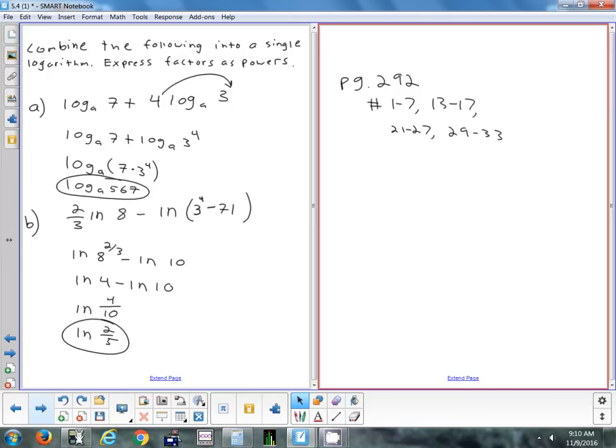Okay, so don't forget, I'll be here after school today if you need extra help. Homework on page 292, okay, 1 to 7, 13 to 17, 21 to 27, and 29 to 33. A lot of very quick kinds of problems. Yeah, it's combining logs, splitting logs, changing logs to exponentials, and vice versa.